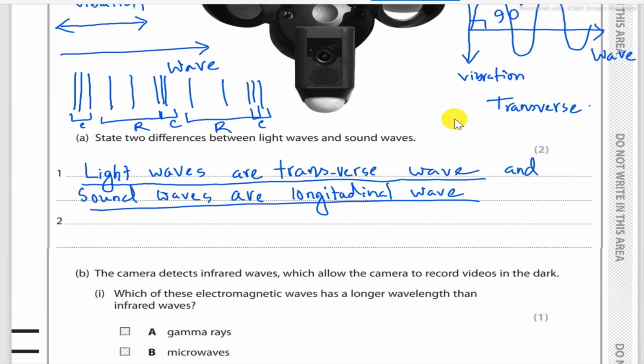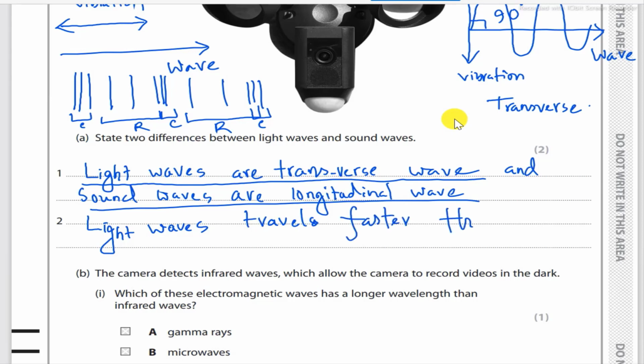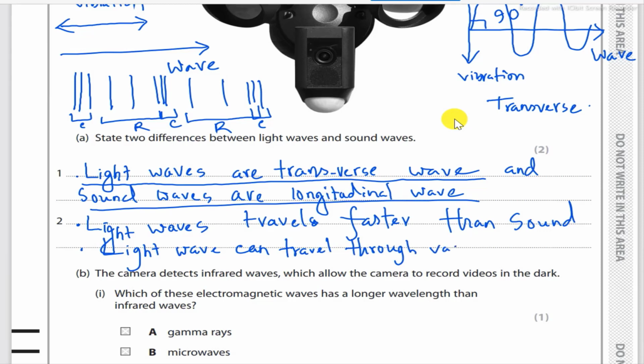Light waves travel faster than sound. Light waves can travel through a vacuum. But sound waves can't.